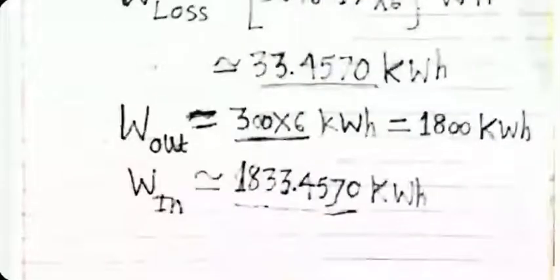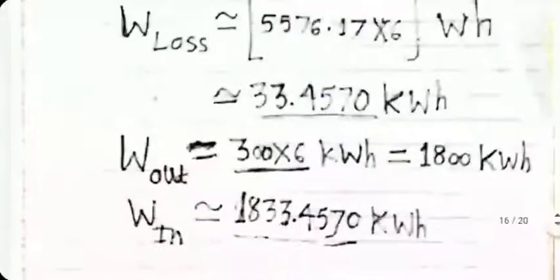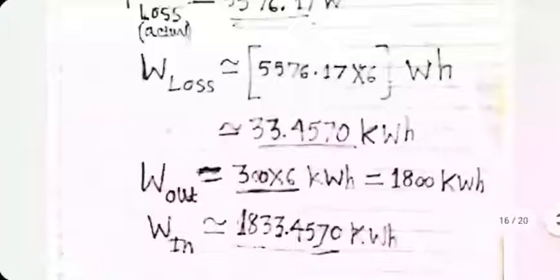The total energy output, of course, is simple enough. Output power multiplied by number of hours, which is 1800 kilowatt hour. To the output energy, you add energy loss to get the input energy. Method is now similar to what we did in the previous problem. So input energy is 1833.4570 kilowatt hour in this period.